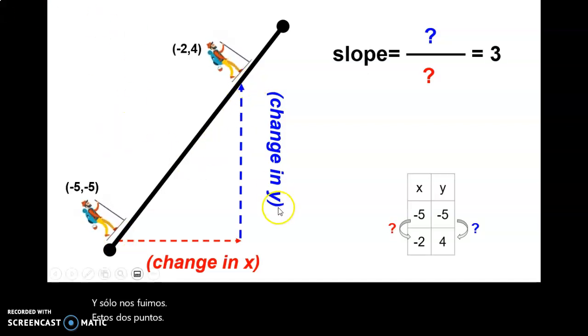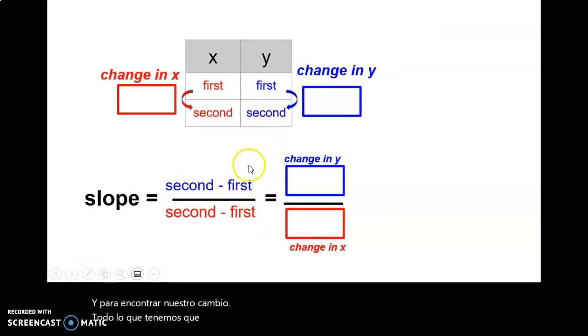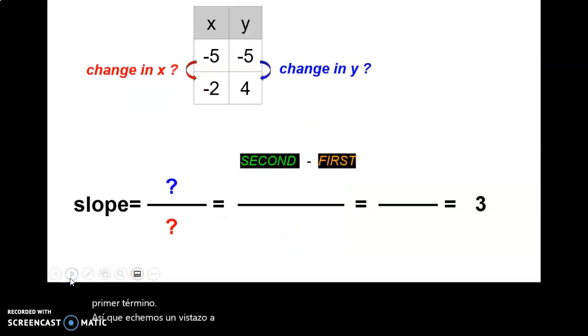We need our change in y divided by our change in x. And in order to find our change, all we need to do is subtract the difference between the second term and the first term. So let's take a look at some examples with actual numbers in them.